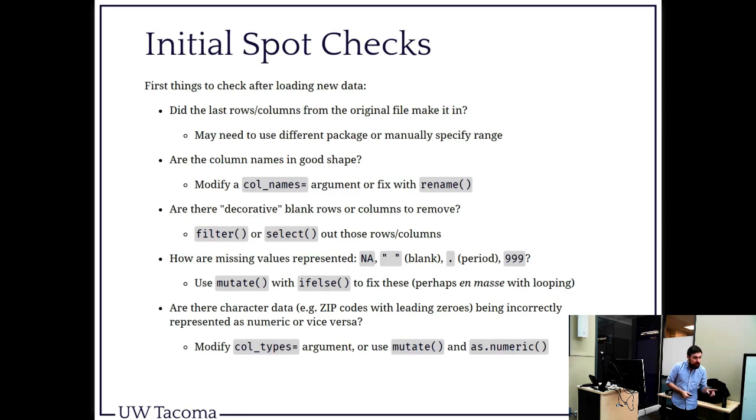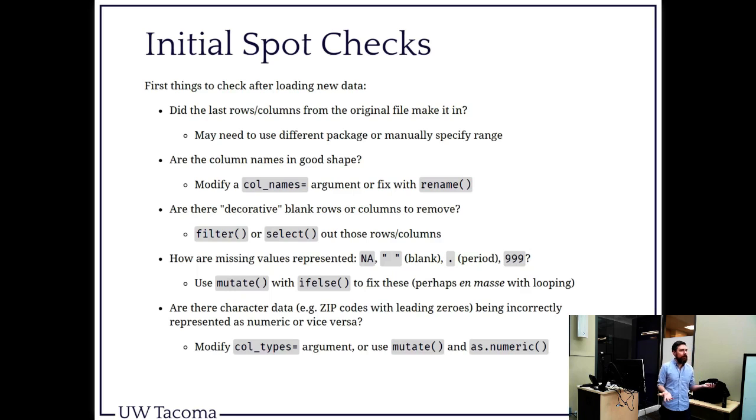Then another one, are there character data? Zip codes look numeric to people, but they are character data. Are they being incorrectly represented as numeric data? If you load in a CSV sheet with zip codes, any zip code with a leading 0 is probably going to have that 0 chopped off because it thinks it's numeric. That 0 is informative. You want it there, it's a string. You can either tell it to load in as a string with column types, which I'm going to show an example of in a bit, or add it back on at the end.